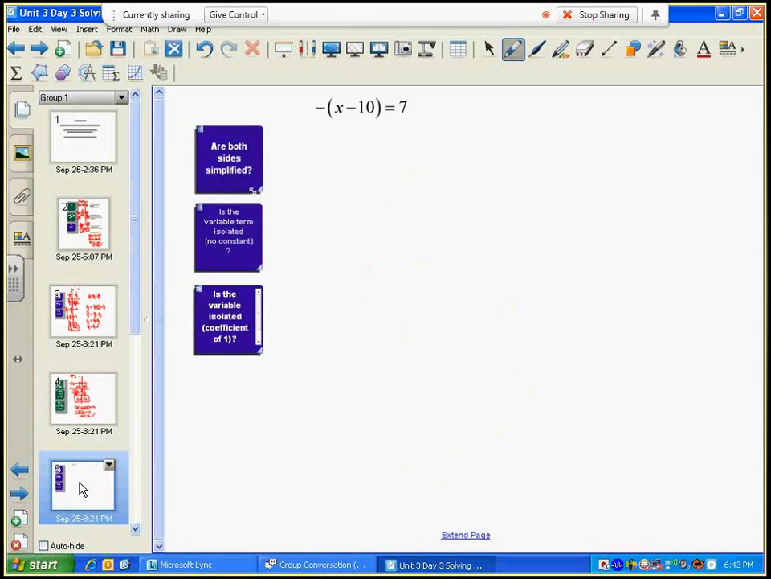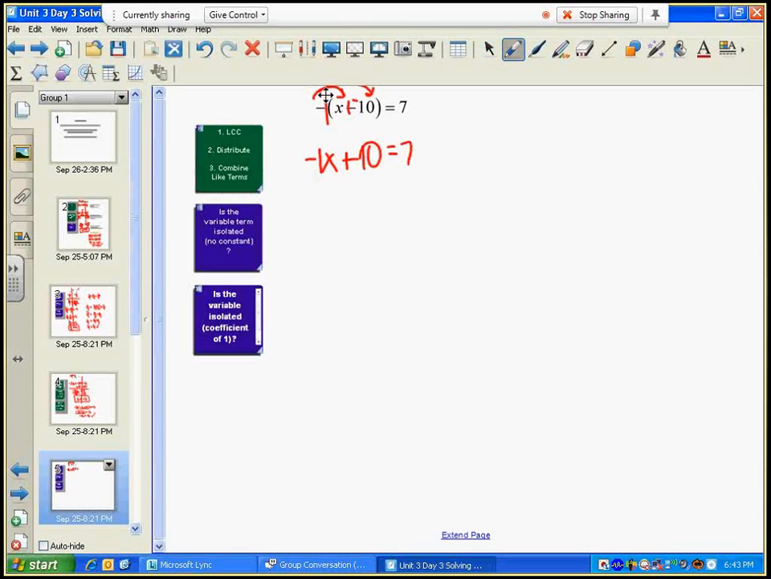If there's nothing, then you better put a 1 on it. Okay, so now I'm going to distribute that negative 1 to everything inside. So I now have negative 1 times x is negative 1x, plus negative 1 times negative 10 is positive 10, equals 7. If you're not sure what to do, we can check. We leave, change, then we distribute, and there are no like terms to combine, so we're good there.